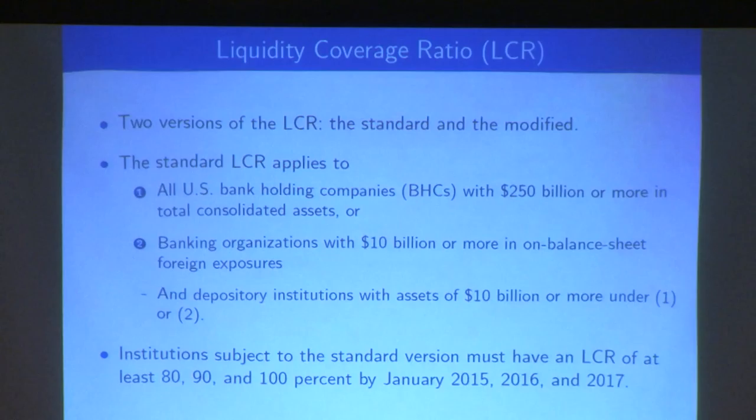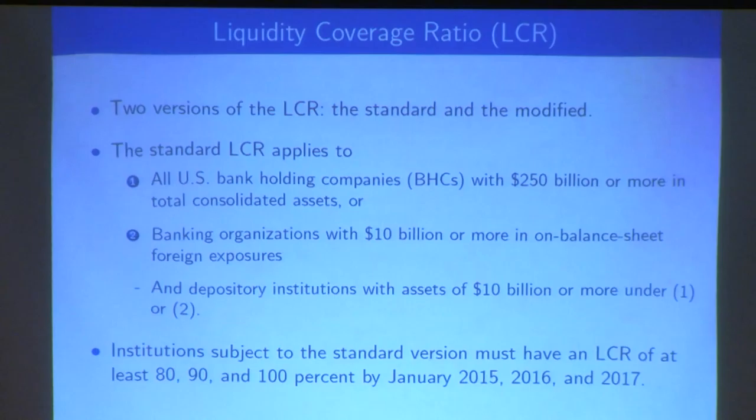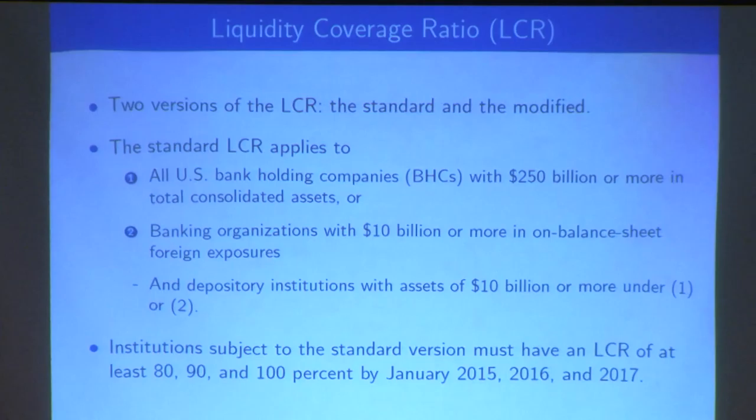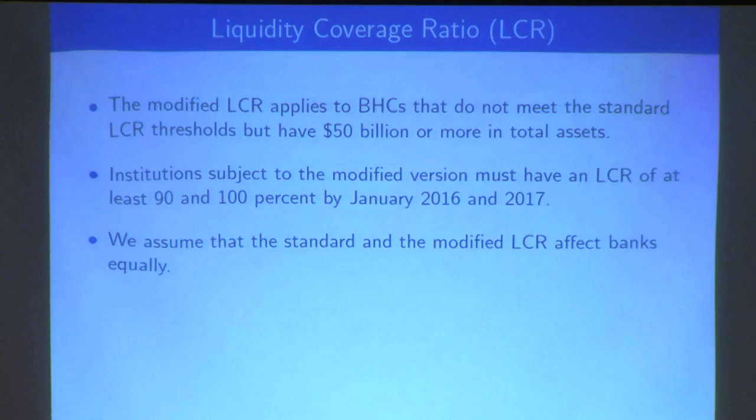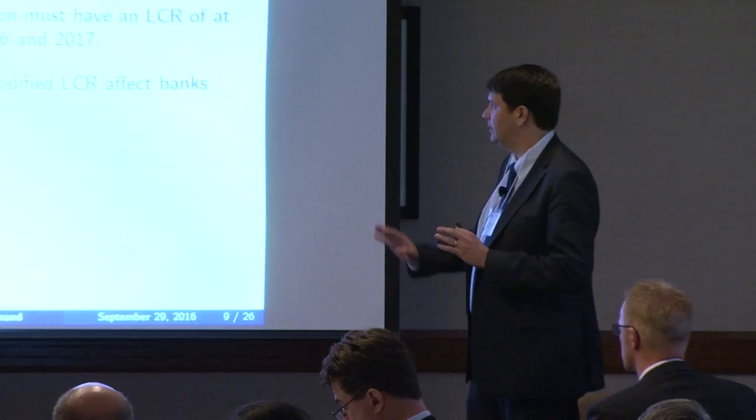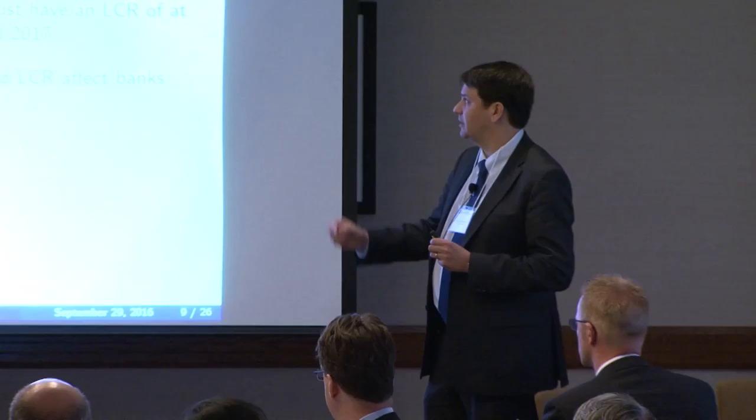There are two versions in the application in the US. The standard LCR is applied to banks with $250 billion or more in total assets, or if they satisfy some characteristics that define them as complex, and to the depository institutions that are under the umbrellas of these banks. And these banks started being required to satisfy the LCR in 2015. Now, there's the modified version, which is a lighter version. The modified version is for banks above $50 billion in assets. So that's why I told you that you can use this $50 billion threshold as a rule of thumb. And the results are very similar if we just use this rule of thumb or if we identify exactly the banks that are subject to the LCR.